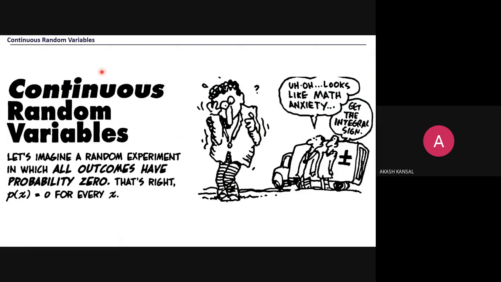Now, for continuous random variables, it is a little different, because in this, all the outcomes will have a probability of 0. We will see how, we will see the examples and all, but the individual probability of any particular outcome is always 0 for a continuous random variable.